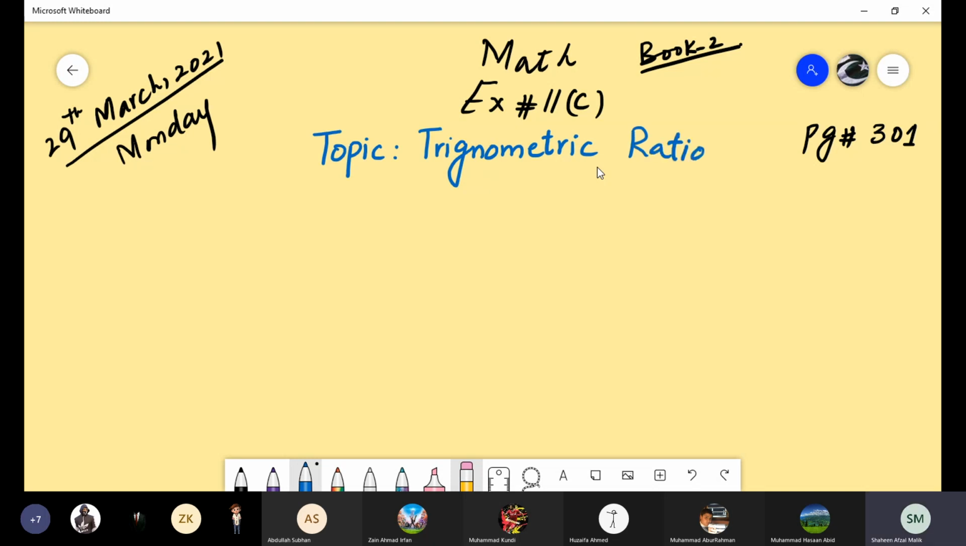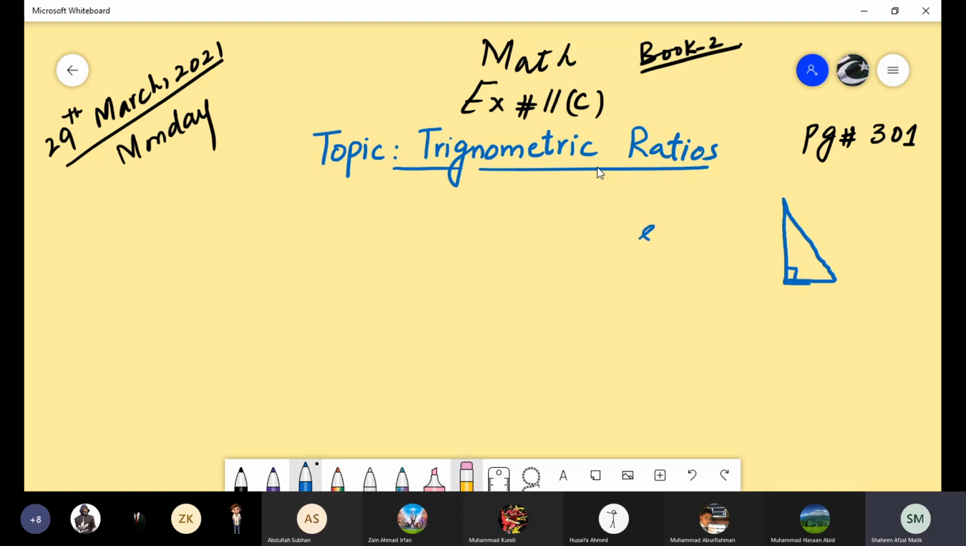So before starting the question, I just want to give you the review again that the trigonometric ratio, it is only related to the right angle triangle. It's working on the right angle triangle. Right angle triangle means that we have hypotenuse, perpendicular, and the base. And what is a sine theta?